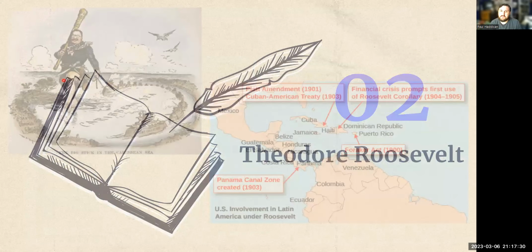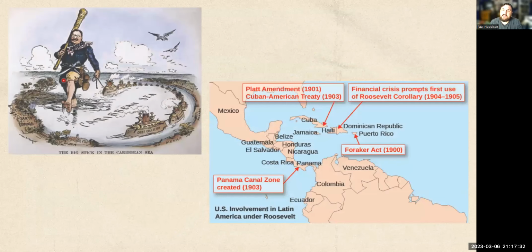So let's talk about Teddy Roosevelt. Teddy Roosevelt, walk softly and carry a big stick, right? And that boy did he. He's got a lot of things that he does. Primarily, he really builds up our Navy. He really gets people to invest in it and starts it off pretty strong.